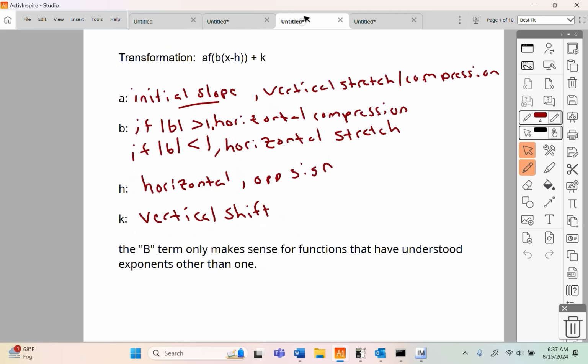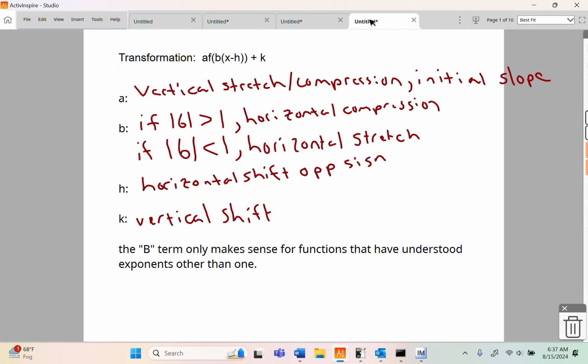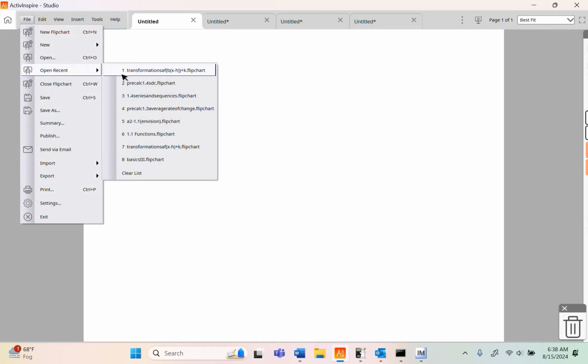Well, apparently that's been done on this one. Okay, let me just reopen this lesson. This is making a liar out of me.